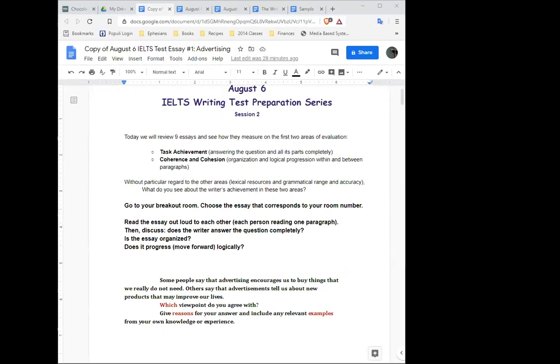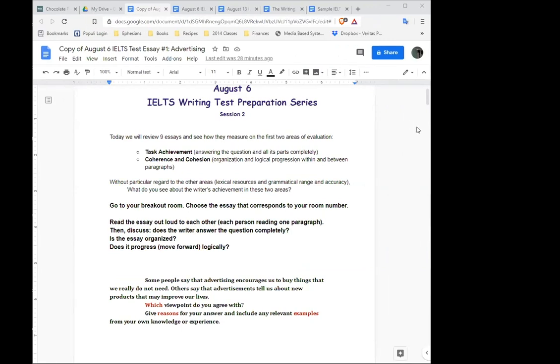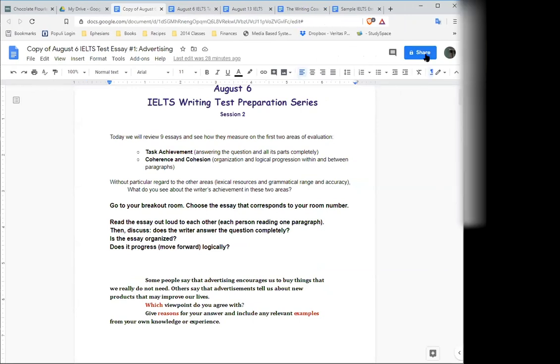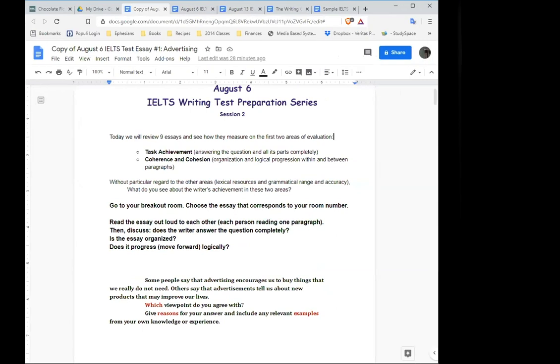Is it working? I think Irene has view options, so she can double the screen or maximize it. Yeah, this is great. Okay, so now what I need to know is if everybody can open this document that's called Copy of August 6th.